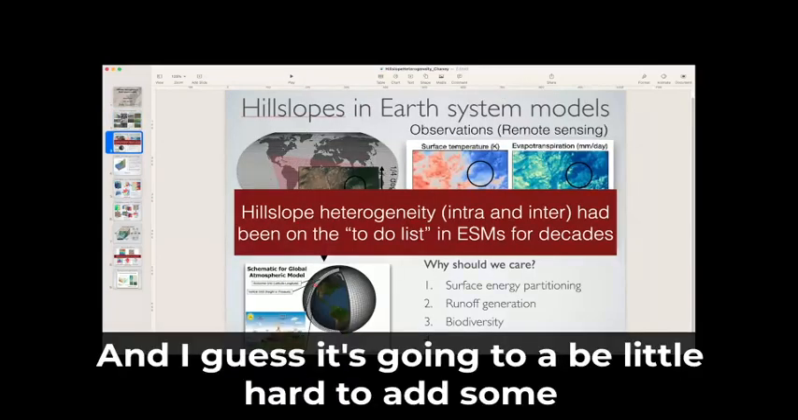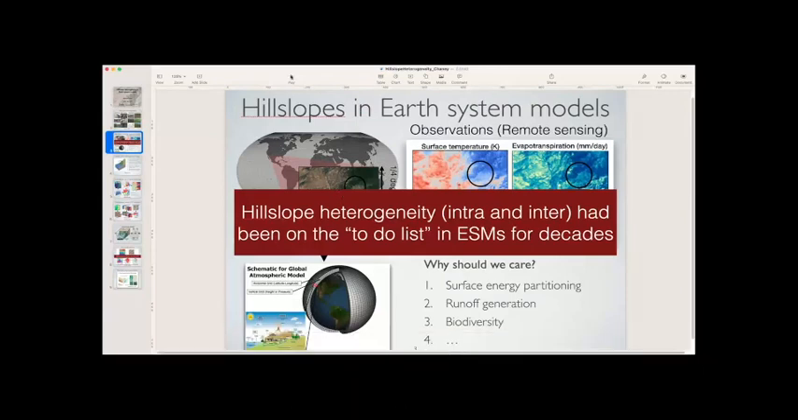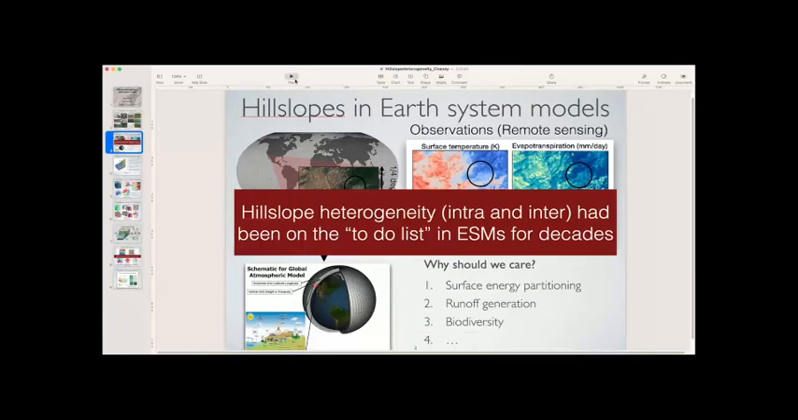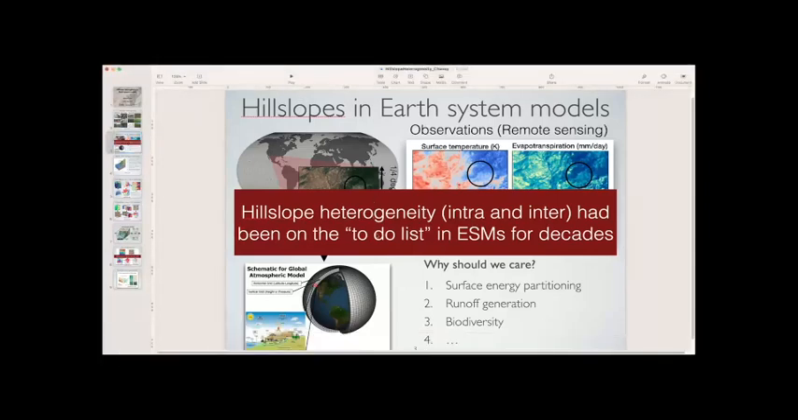And I guess it's going to be a little hard to add some animation, so this is going to be a little difficult now. Kirsten, if I show now, is it still small? Yeah, that didn't change. I'm sorry, we're not seeing the animation.